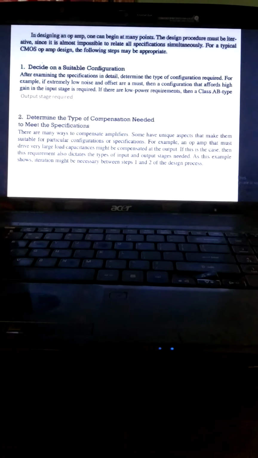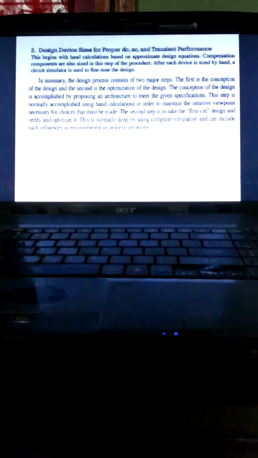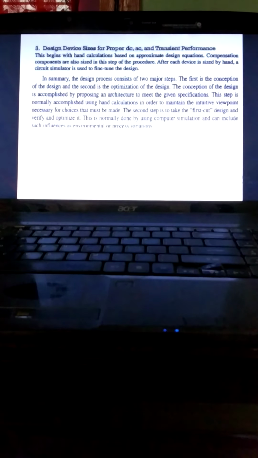The design procedure must be iterative, and there are three types of stages: the differential stage, the second stage, and the buffer stage. When we design a typical CMOS op amp, three steps are required. First, decide on a suitable configuration. Second, determine the type of compensation needed to meet the specification. And third, design device sizes for proper DC, AC and transient performance.